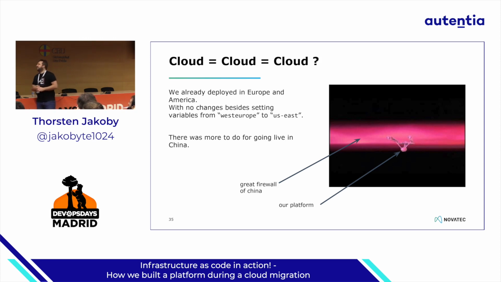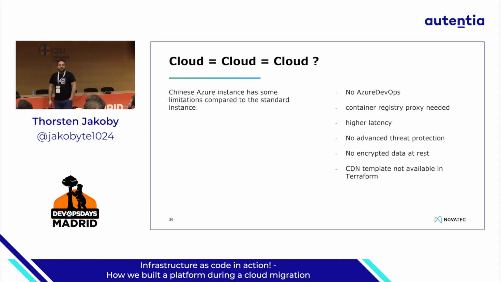No? Oh, that's good. There was more to do. So there's no picture of that thing. There's no architecture diagram. That's why I illustrated it like a blur here. So I don't know what it is, right? That has some impact. The Azure instance in China does not have Azure DevOps. So we're using heavily Azure DevOps. Not nice, but we can solve that. We discovered that we need a container registry proxy.